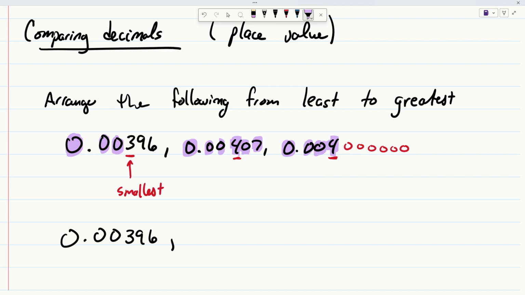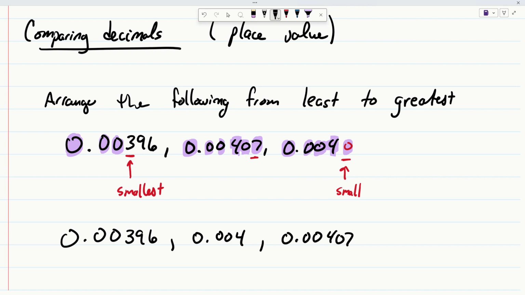Next, we have a 7 and we have a 0. So once again, we're going to compare these two numbers now. And which one's smaller? The 0 compared to the 7. So our next number would be 0.004. And then finally, 0.00407. All right.